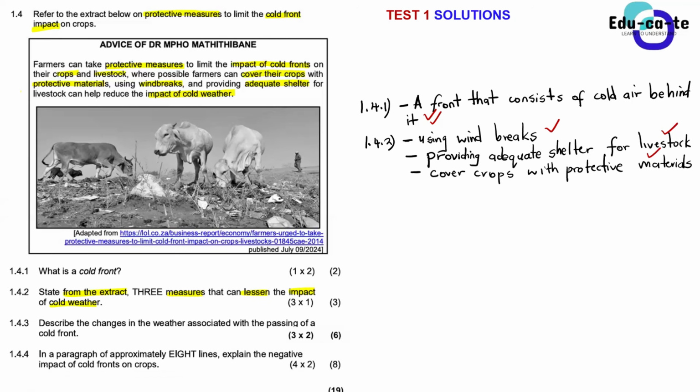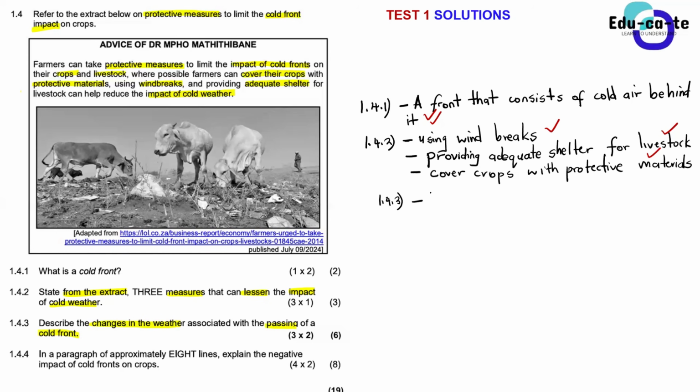All right, 1.4.3, describe the changes in the weather. So now describe the changes in the weather associated with the passing of a cold front. So what changes in the weather are associated with the passing of a cold front? When a cold front passes, what weather conditions can it result in? Yes, Trevor? The temperature decreases as the cold front approaches.